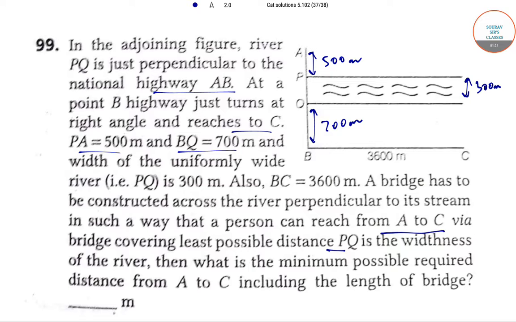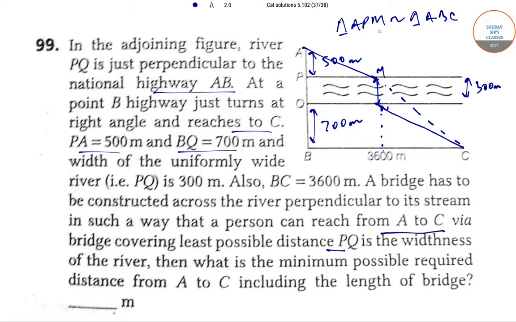So let MN be the bridge. And we join C and N in this way, and A and M in this way. Then triangle APM is similar to triangle ABC. And let us also join these lines.